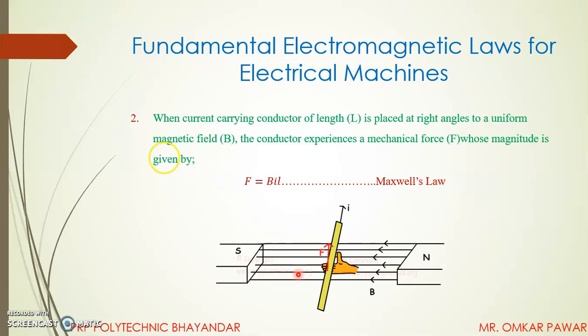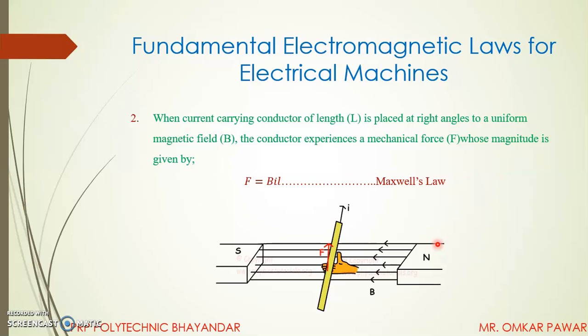Second law is when a current carrying conductor of length L is placed at a right angle to a uniform magnetic field, that is this field, the conductor experiences a mechanical force whose magnitude is given by F is equal to BIL, that is Maxwell's law.